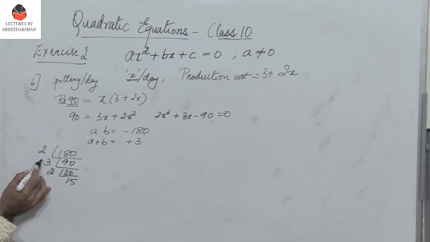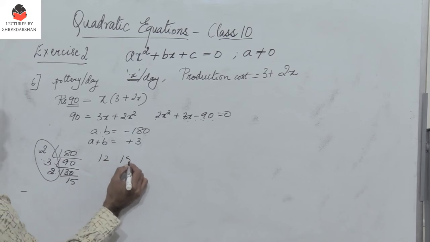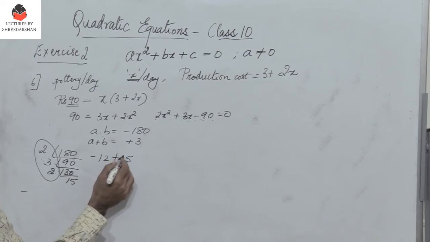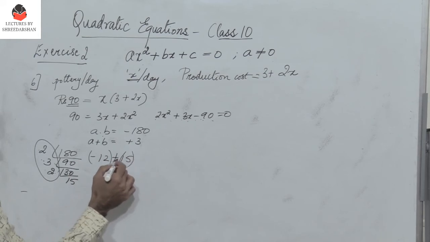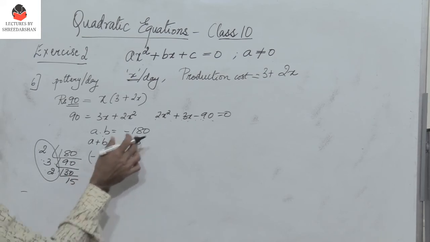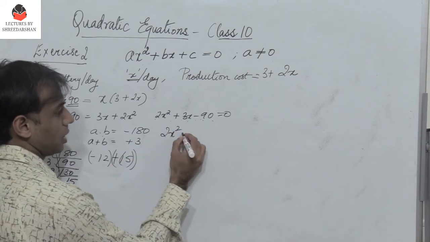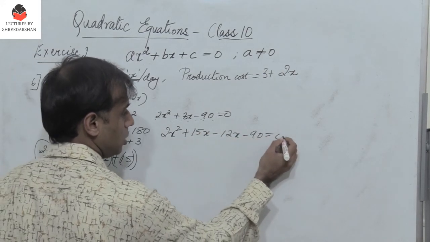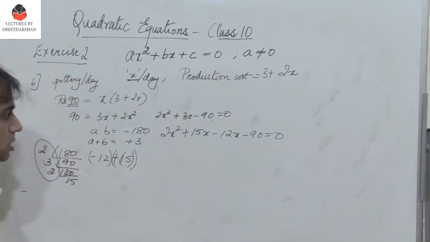Alright, so let's stop here and let me multiply. 2 into 3 is 6, 6 into 2 is 12. So I have 12 and I have 15. So how do I get plus 3? Minus 12 plus 15 is plus 3. Minus 12 into plus 15 will give me minus 180. So the two numbers are 15 and minus 12. So we have 2x square plus 15x minus 12x minus 90 equal to 0. Now 15x minus 12x gives me plus 3x.